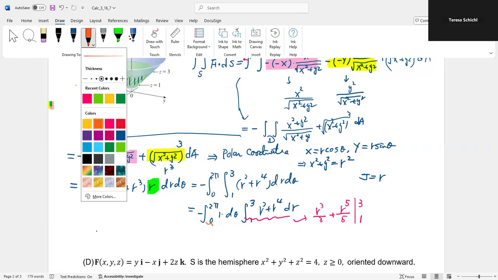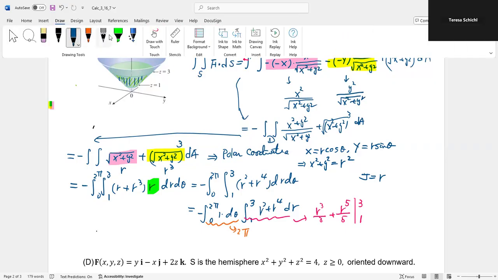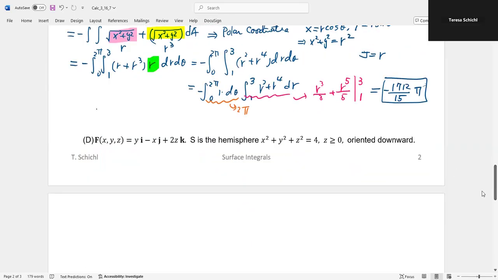Then this one here will just become 2 pi. Of course, don't forget we have the negative sign. So after all, the final answer will be, if you want the whole number, negative 1712 divided by 15, pi. Basically you just substitute the upper bound and the lower bound, and then do the fractions, right? All right. Okay, so the next one is here.